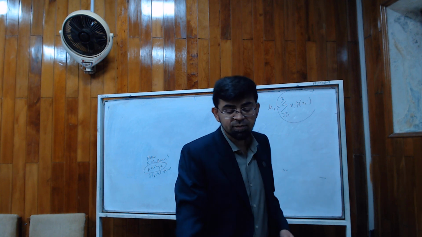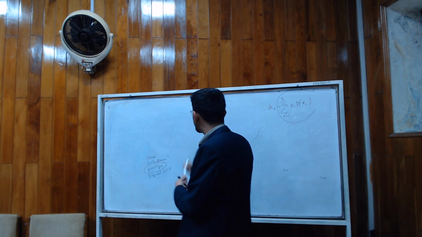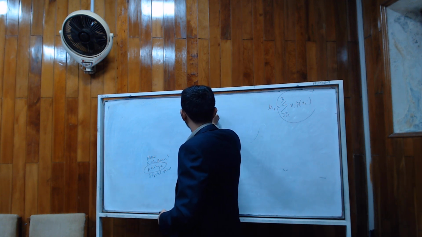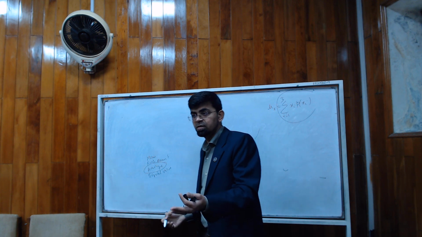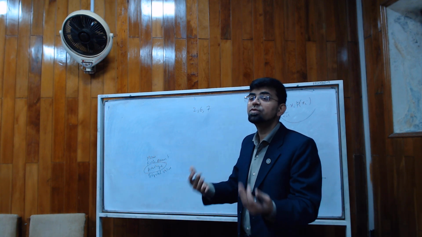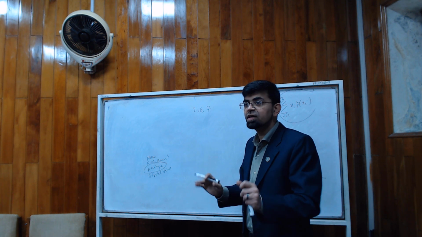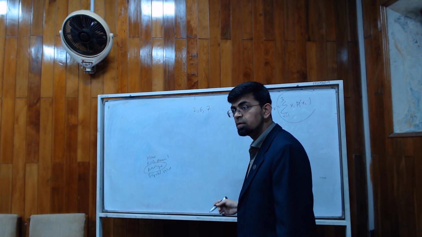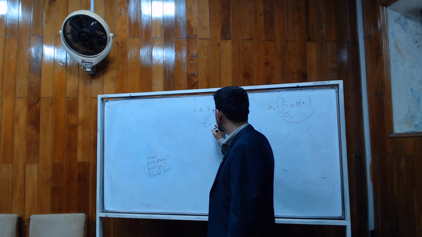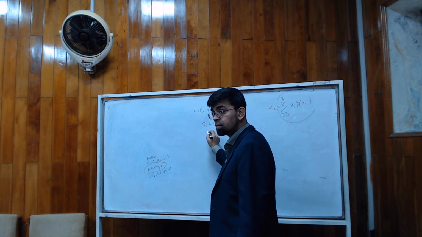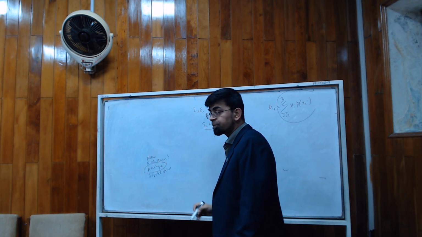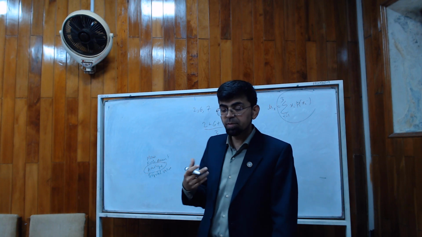Right, so I give you three numbers: 2, 6, 7. I ask you to find their average. Don't find it, just tell me how you will do it. You sum the numbers and divide by, okay, 2 plus 6 plus 7 divided by what? The number of terms, 3, yes. This is the normal notion of average.